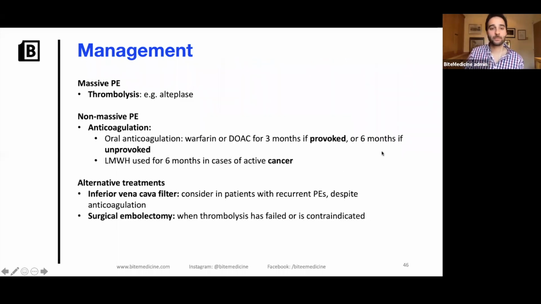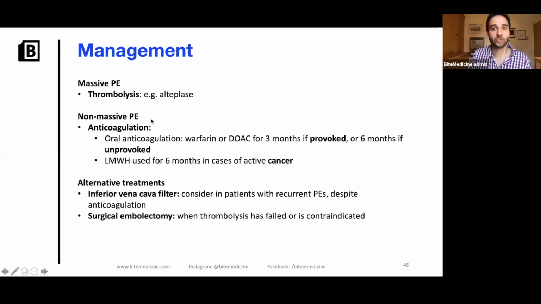So management, we're nearing the end now. Actually, we've got I think a couple more questions. So management, massive PE. Like we were talking about, patients who are hemodynamically unstable, their blood pressure is low, they look really, really ill, they're really tachycardic, then you're going to thrombolyse these patients, as long as there are no significant contraindications to thrombolysis. Then we use something like alteplase.